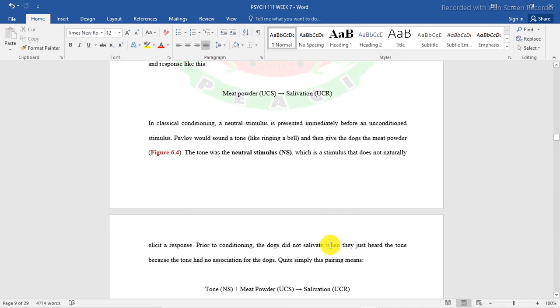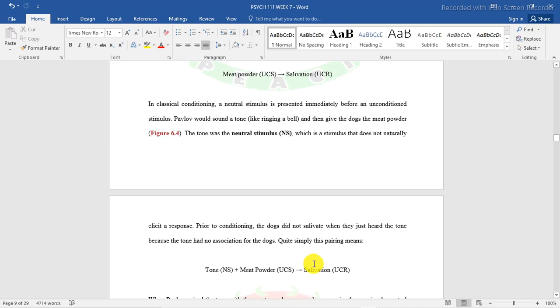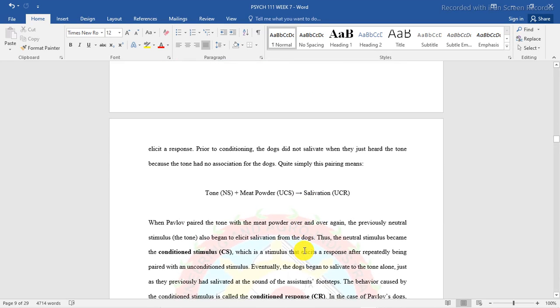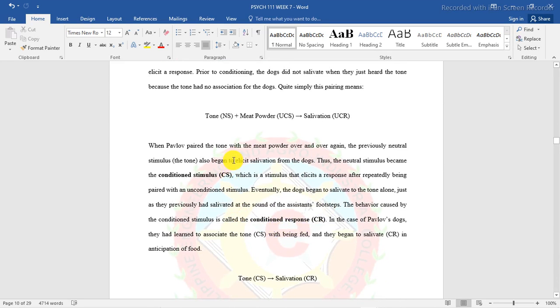Prior to conditioning, the dog did not salivate when it just heard the tone, because the tone had no association for the dog. Quite simply, pairing means, pag pinair mo na yung sound ng bell sa meat powder, magkakaroon na yung salivation. So, here's the catch. Paano mo ngayon ma-elicit yung salivation by just one stimulus? So, when Pavlov paired the tone with the meat over and over again, pinaulit-ulit niya.